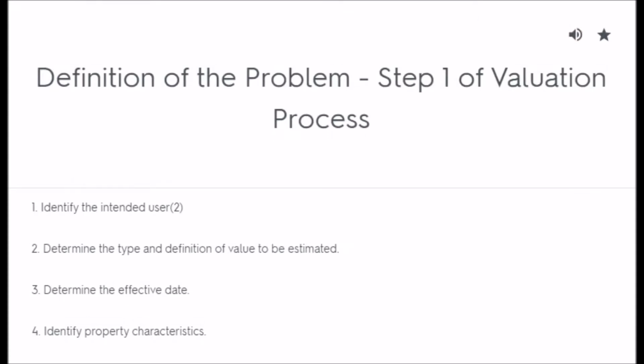1. Identify the intended user. 2. Determine the type and definition of value to be estimated. 3. Determine the effective date. 4. Identify property characteristics. 5. Define the assignment conditions.